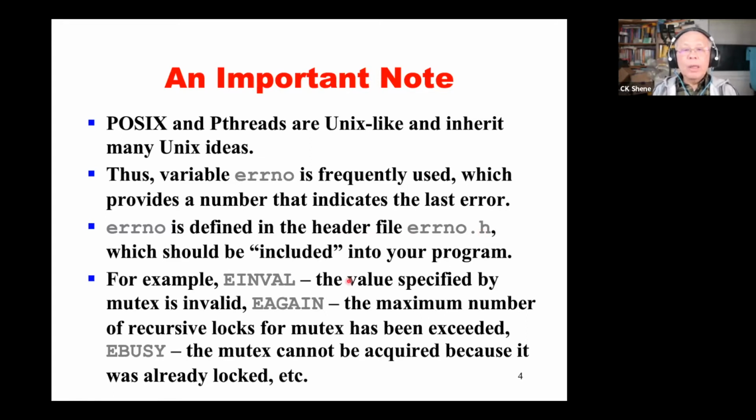For example, E meaning error, EINVAL means the value specified by the mutex or a condition is invalid. EAGAIN, again, means the maximum number of recursive locks for the mutex has been exceeded. Remember, we learned the reentrant lock in Java. You cannot allow an owner to keep locking on the same lock indefinitely. And finally, EBUSY means the mutex cannot be acquired because it was already locked. There are other possible return values in errno, so please check the manual for the details.